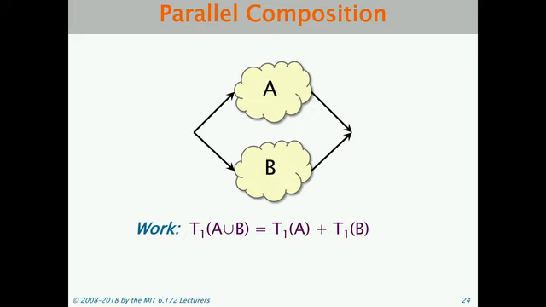Yeah, so it's still going to be the sum of T1 of A and T1 of B, because you still have the same amount of work that you have to do. It's just that you're doing it in parallel, but the work is just the time if you had one processor. So if you had one processor, you wouldn't be executing these in parallel. What about the span? So if I know the span of A and the span of B, what's the span of the parallel composition of the two?